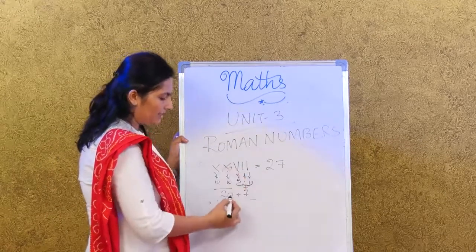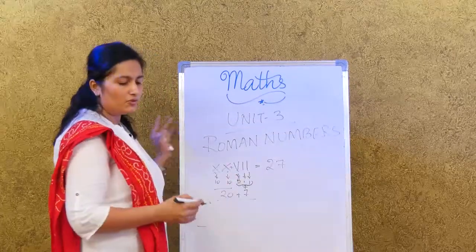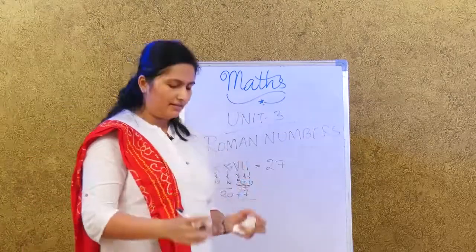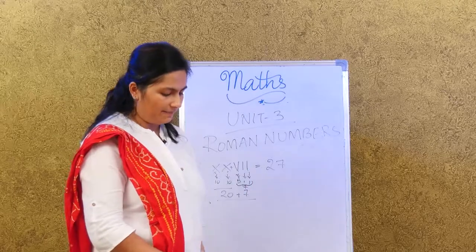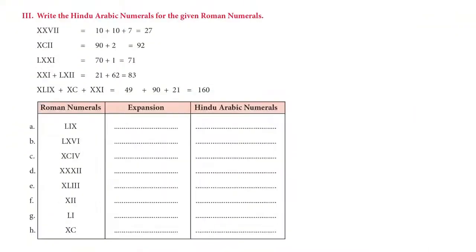So, see how the expanded form helped us. When you use the expanded form, you will get the answer quickly. Alright, let's move on to the next table. You can find Roman numerals are given. We have to expand and you have to write the Arabic numerals. So, let's see how to do it.